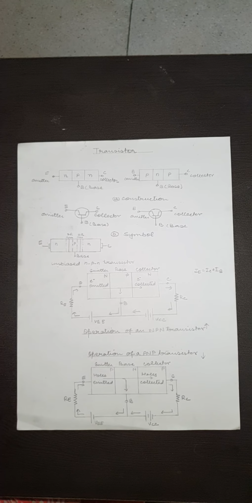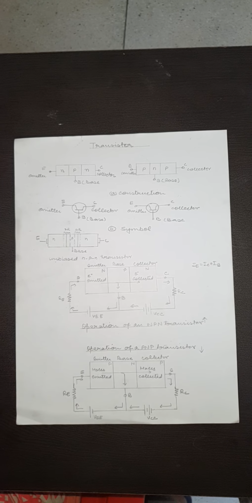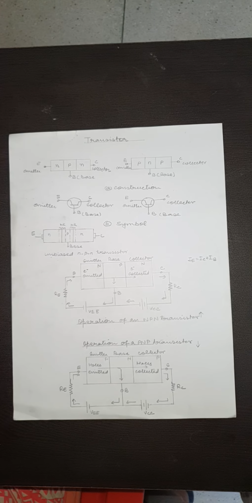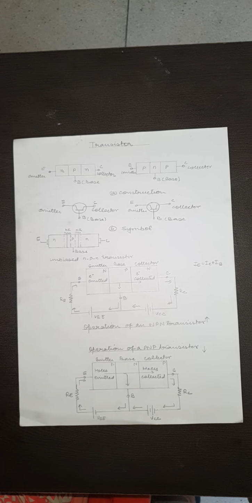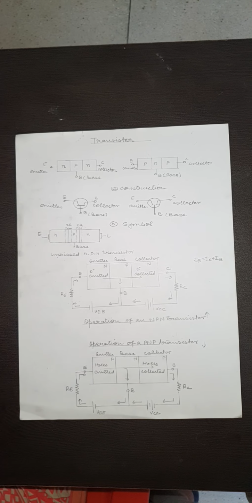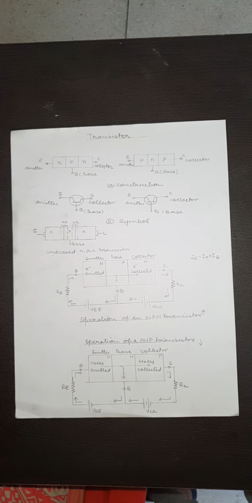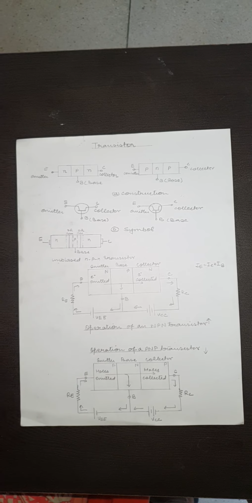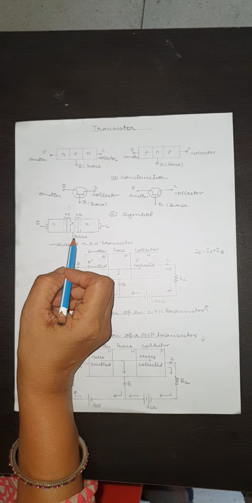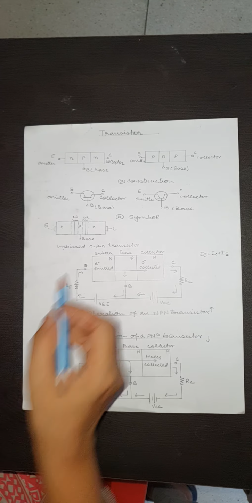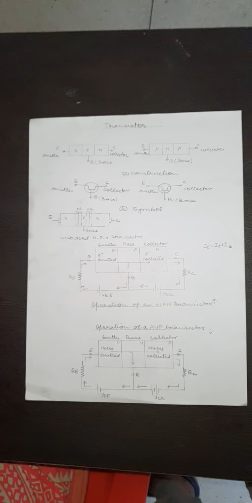Biasing is the process of applying external voltage to the transistor, and the two junctions in a BJT must be biased properly in order to operate it as an amplifier. In order to use transistor as an amplifier, the base emitter junction will be forward bias and collector base junction will be reverse bias.